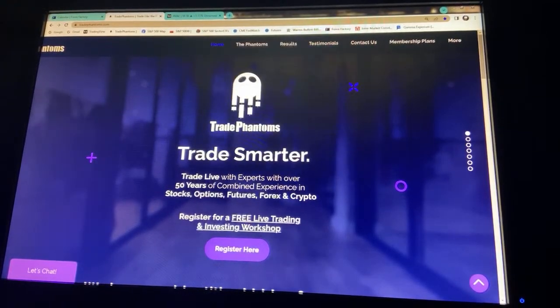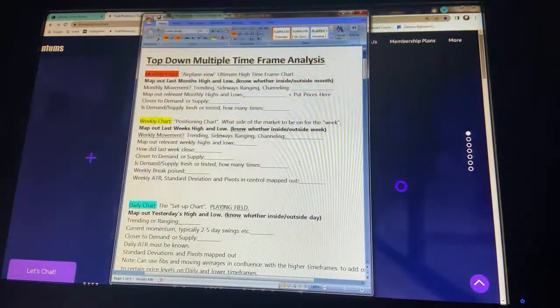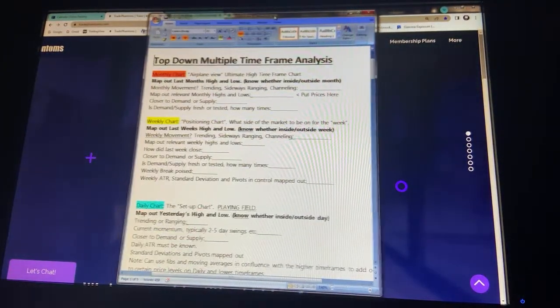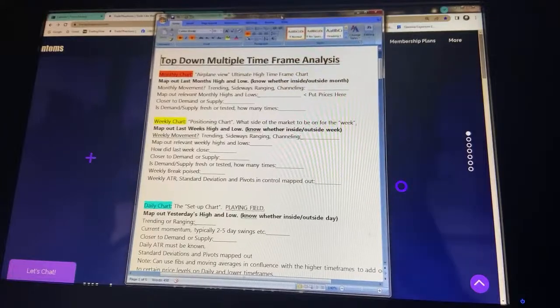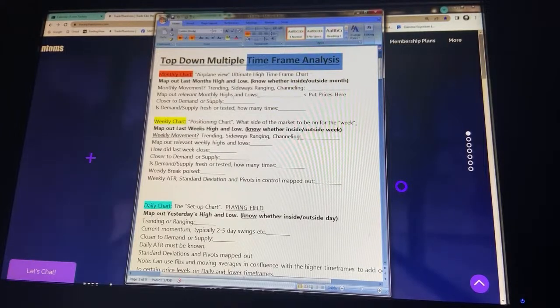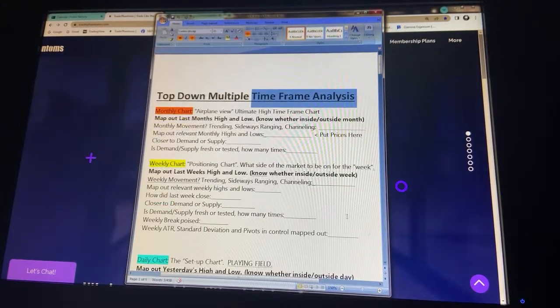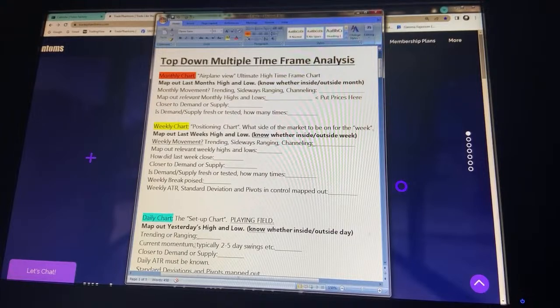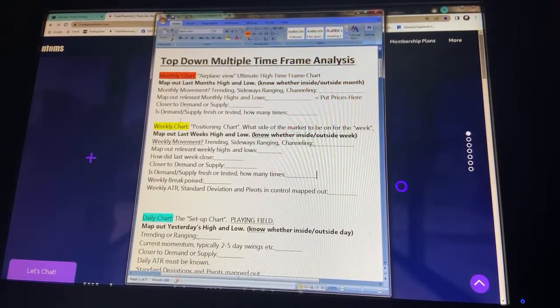I'll start this off as usual, real quick, before I get into the charts. With Phantoms, supply and demand is the main backdrop of the foundation of what we do, starting with what's called a top-down approach, multiple time frame analysis, right? I bring this up every day just to get people consistently looking at this, building it into your subconscious. The point I'm trying to make here: monthly, weekly, daily.